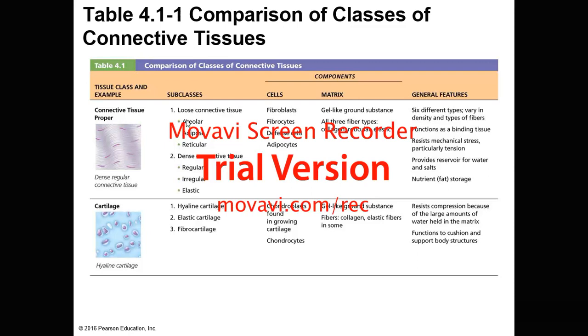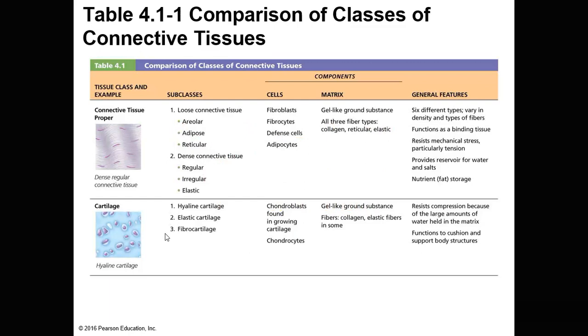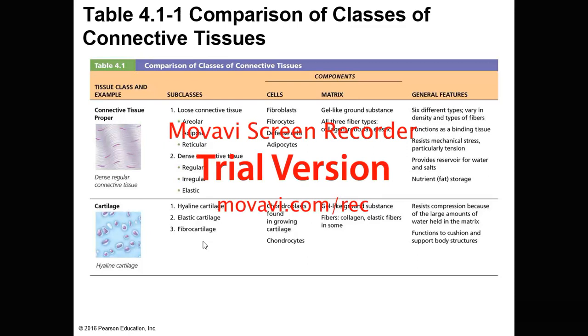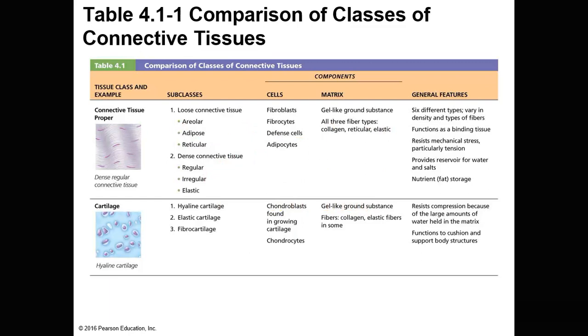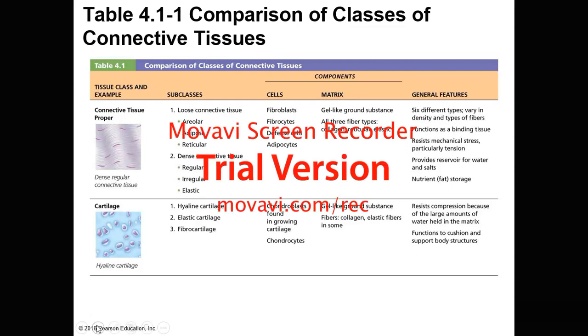All right, so then you have cartilage, 3 types of cartilage: hyaline cartilage, elastic cartilage, fibrocartilage, okay. And the cells are chondroblasts, found in the growing cartilage, and chondrocytes, gel-like ground substance, and then fibers: collagen, elastic fibers, and some. And cartilage resists compression because of the large amounts of water held in the matrix, okay? So it functions to cushion and support body structures.